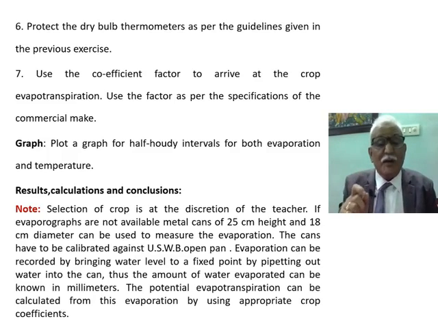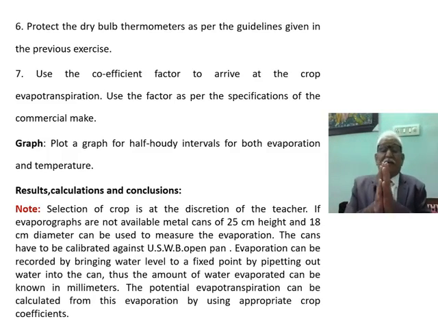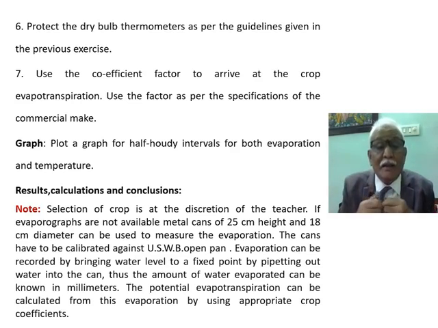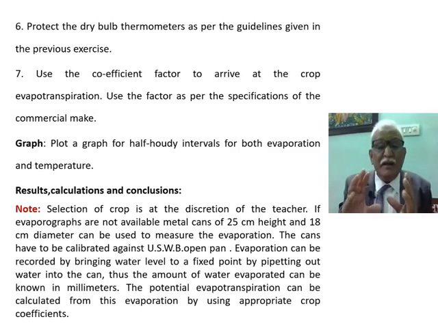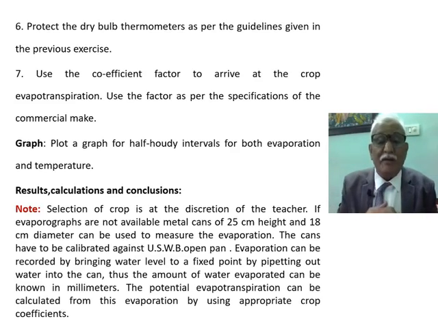If evaporographs are not available, here very interesting, what as a teacher we should do? Then take metal cans of 25 centimeters height, 18 centimeters diameter, 20 centimeters height. Okay, 25 centimeters. It can be used to measure the evaporation. The cans have to be calibrated first against the USWB open pan. If evaporographs are not there, just go for simple metal cans only. This I did for my MSc and PhD, with metal cans, where the evaporographs were not available at that time.